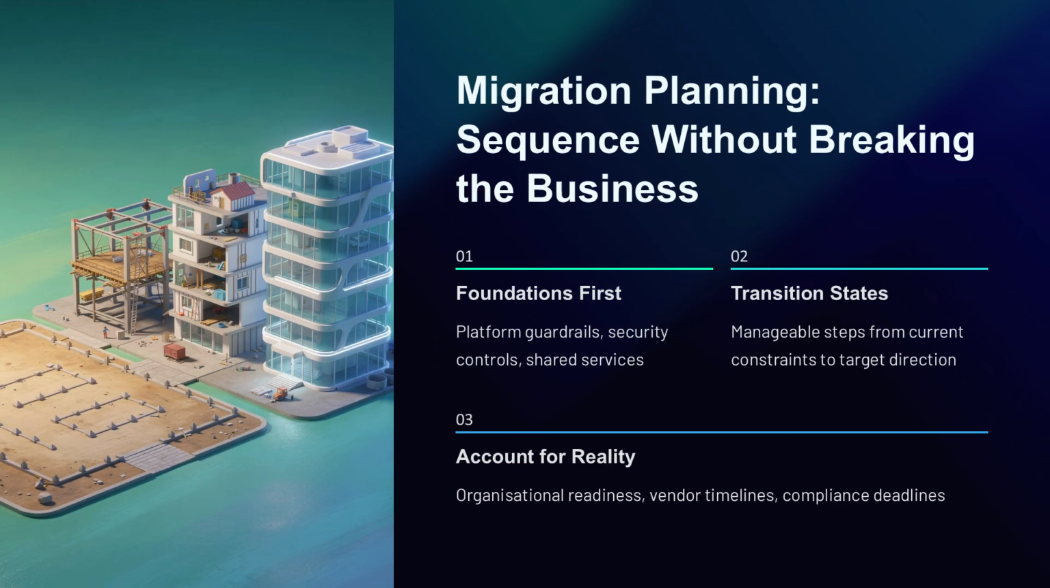Now that options are visible, you plan migration in a way that respects operational reality. In enterprise change, sequencing is often more important than design because the wrong sequence can cause business disruption, budget waste, and delivery failure. You shape a roadmap that moves from current state constraints to target direction through manageable transition states. You prioritize foundational capabilities first, such as platform guardrails, security controls, and shared services before large-scale migrations.